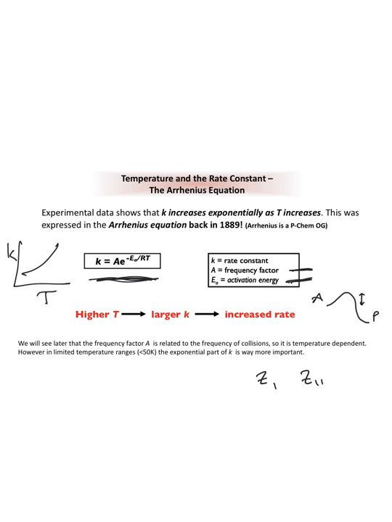However, in a limited temperature range, if you're looking at ranges of about 50 degrees or less, the exponential part of k is way more tied to temperature than the A part. So that will make our math easier.